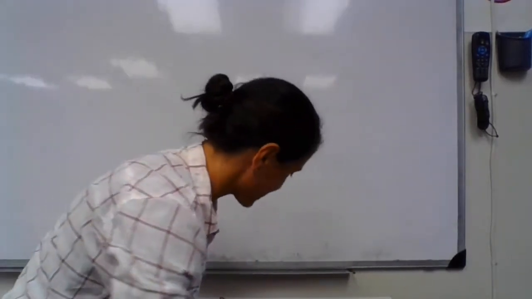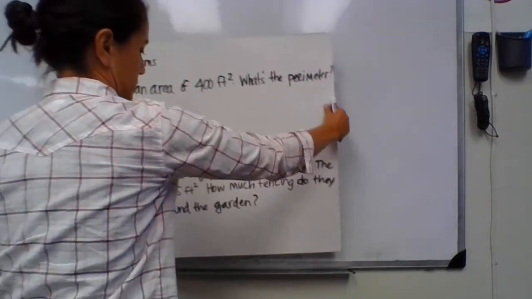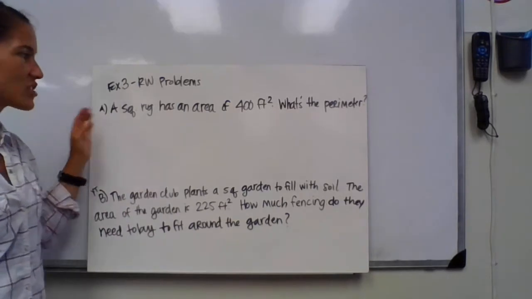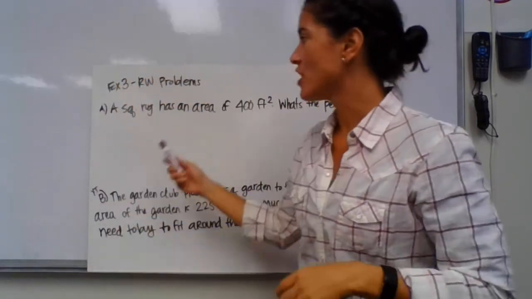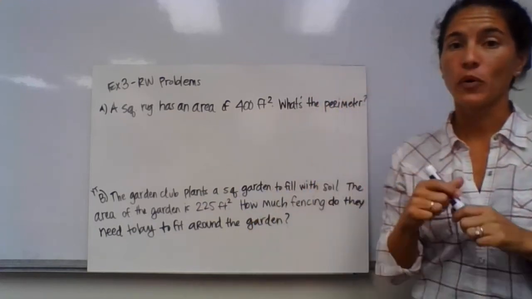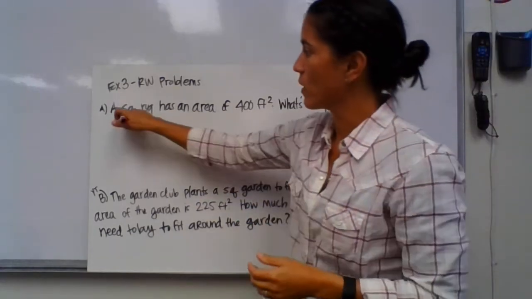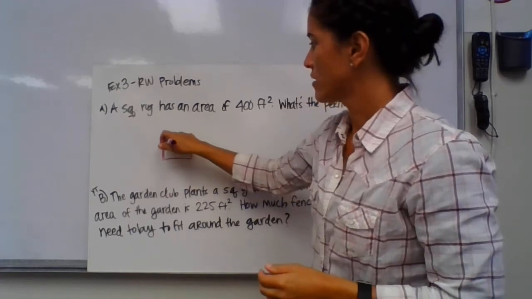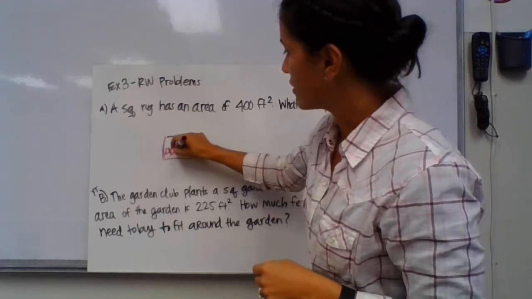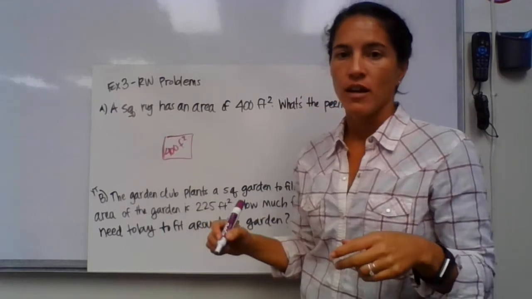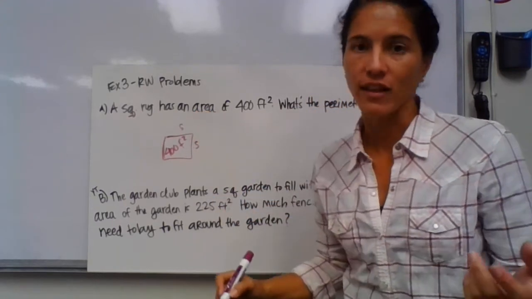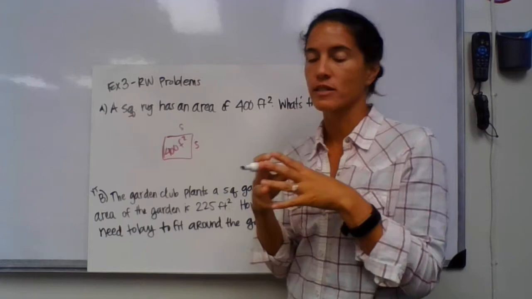All right, last set of examples, real world problems. All right, letter A, a square rug has an area of 400 feet squared. What's the perimeter? So the key is we have a square rug. So on a square rug, all the sides are the same, and the area is 400 feet squared. Now to find the area of a square, it is side times side. You might think length times width, but they're the same.